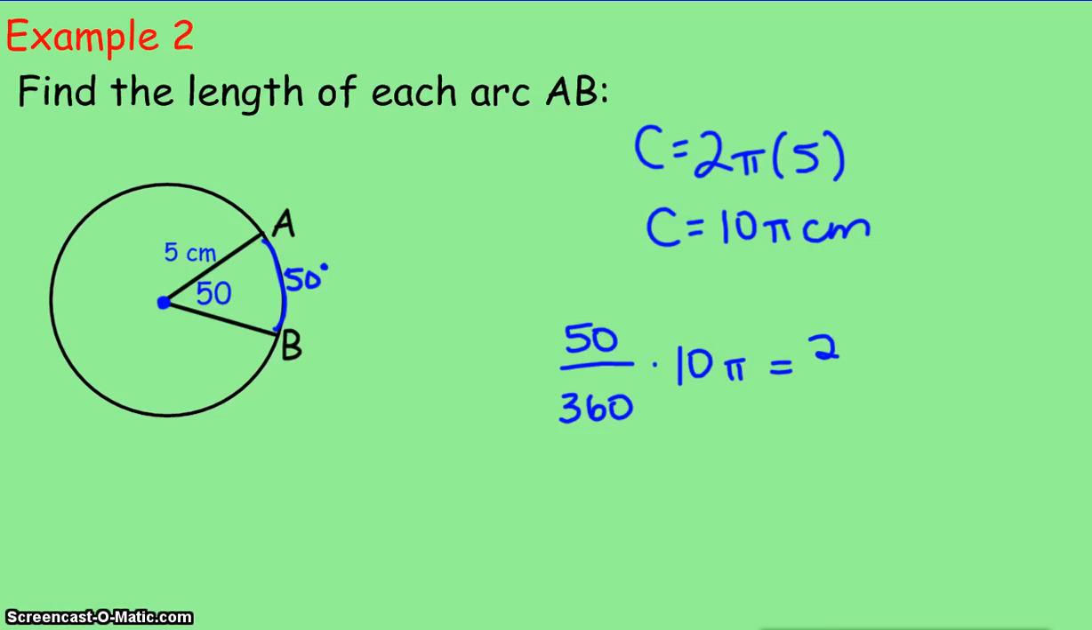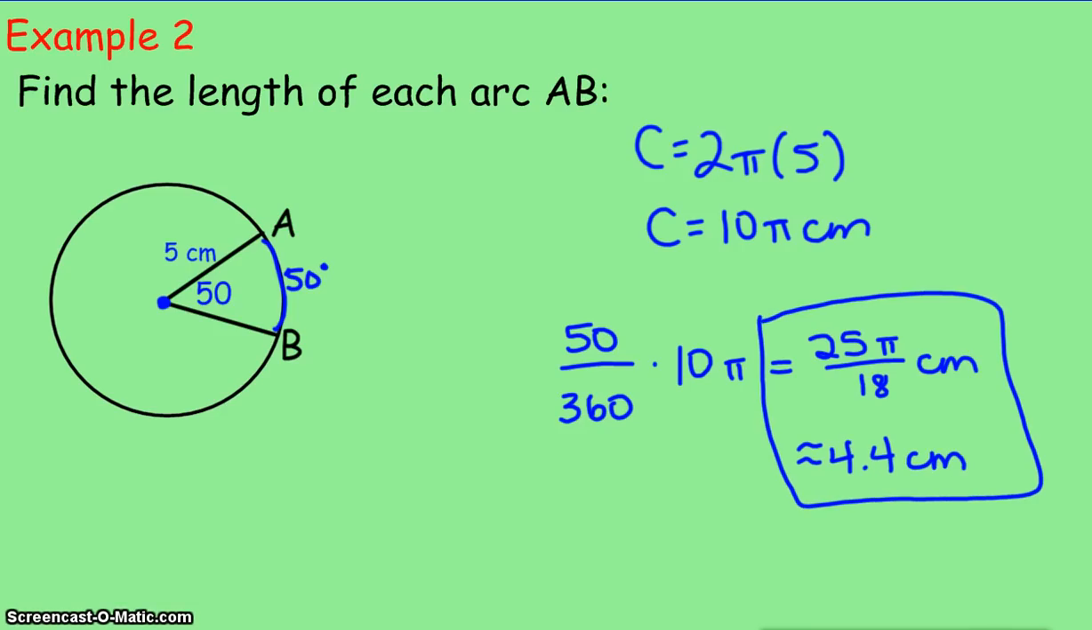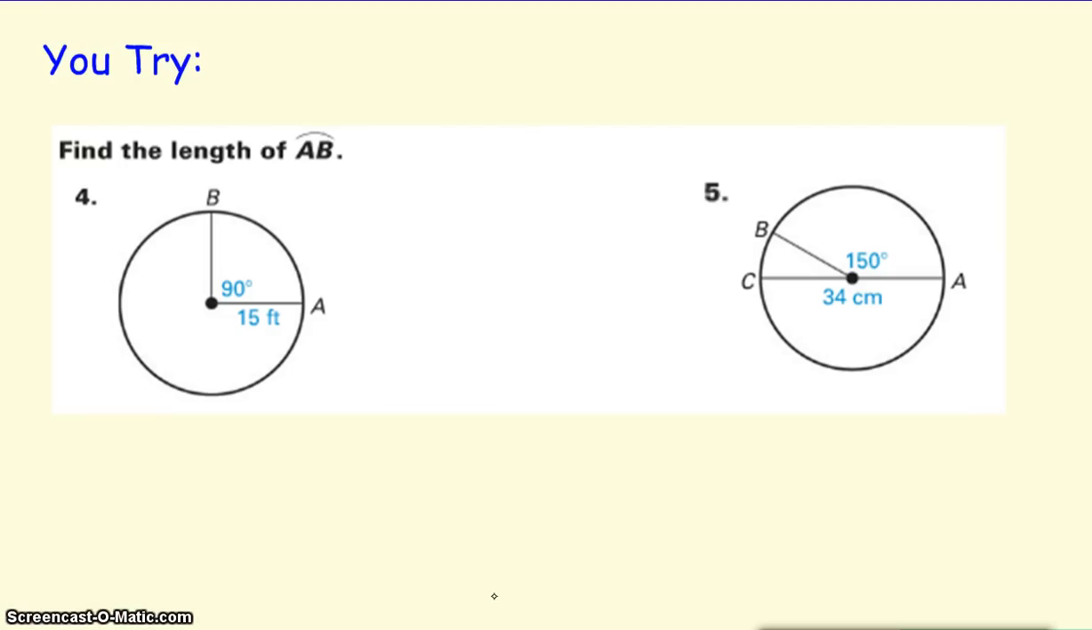So if I type this in my calculator, I get 25 pi over 18, or since I did not tell you to round or leave in terms of pi, I'll give you both answers: 25 pi over 18 or 4.4. So what I'd like for you to do is go ahead and pause and try these two problems here.